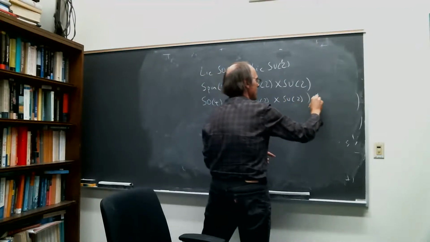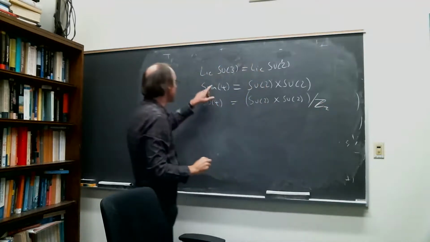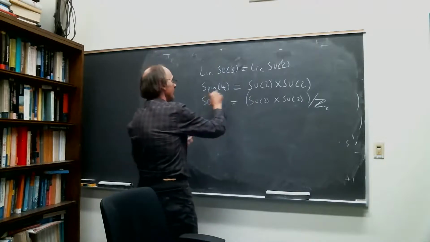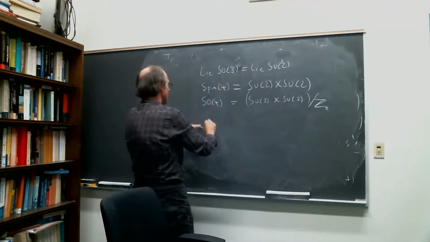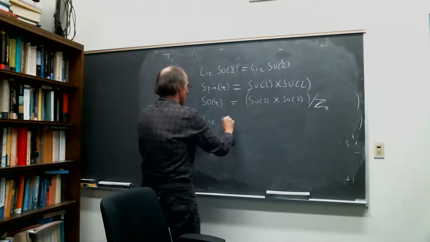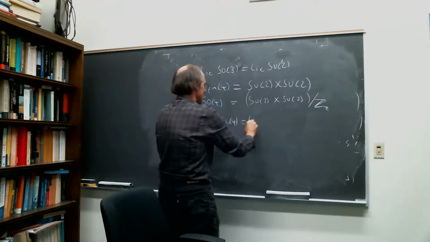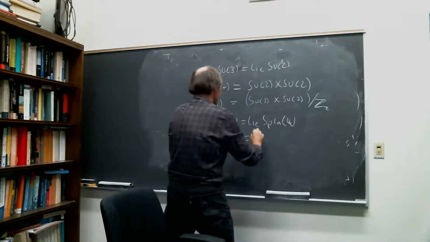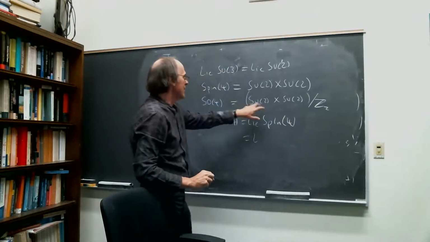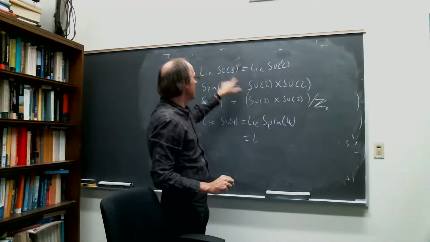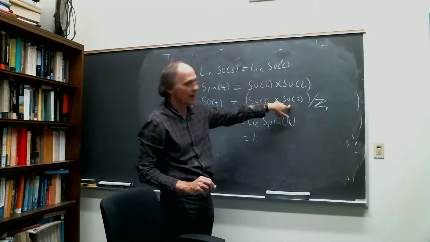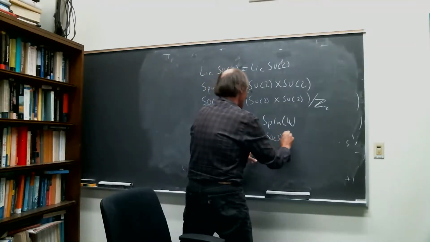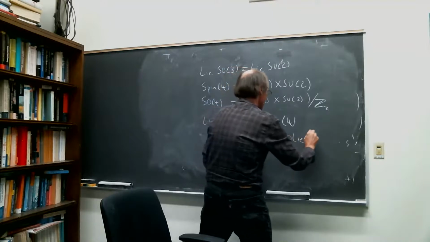But remember, there's a Z2. So this guy is a double cover of this guy. But at the level of Lie algebras, you find that the Lie algebra of SO4 is the same as the Lie algebra of spin 4. I could have said either one, and it just splits into two of these guys. It's the Lie algebra of this guy plus the Lie algebra of this guy. So it's Lie SO3 plus Lie SO3.